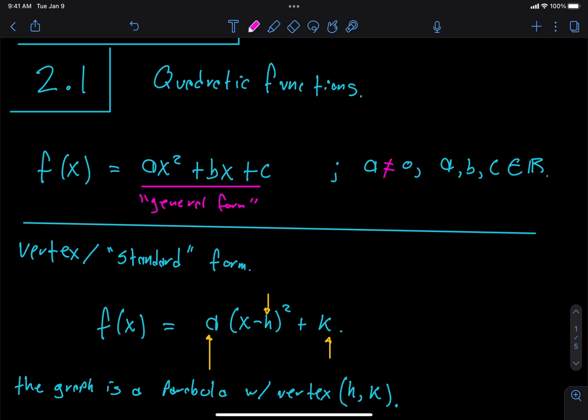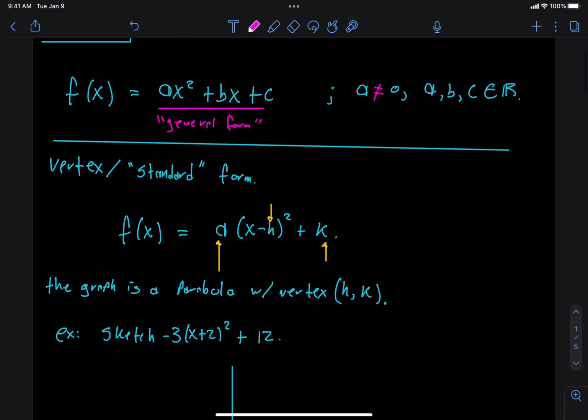But I feel like general and standard kind of sound too similar, like as words, for me anyways. I guess general in this context means less specific. So this is a specific form, which they call standard, and the general form is less specific, it's just general. Okay, whatever. We're not gonna mince words about words.